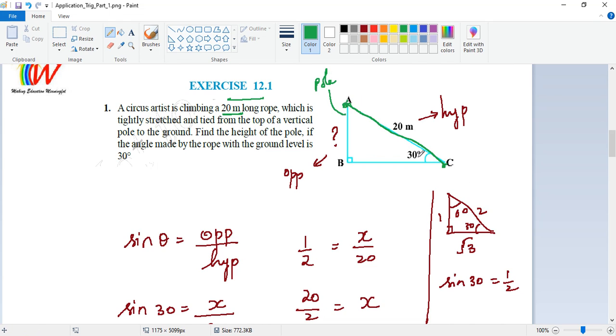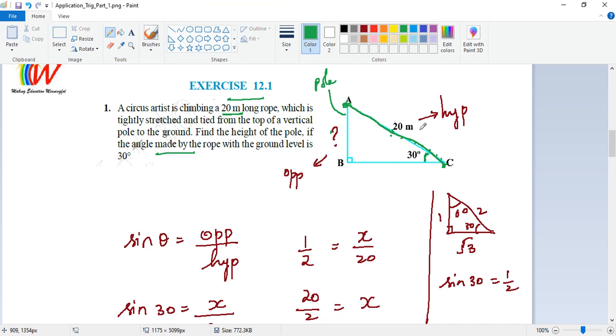Now this circus artist is climbing this rope. Find the height of the pole if the angle made by the rope with the ground level is 30 degrees. So if this is 30 degrees, what is the height of the pole? This is what they are asking us to do. Now you see, if any one angle and any one side is given, it's enough for us to find the other information about this triangle. So here one angle is given and one of the sides is given.